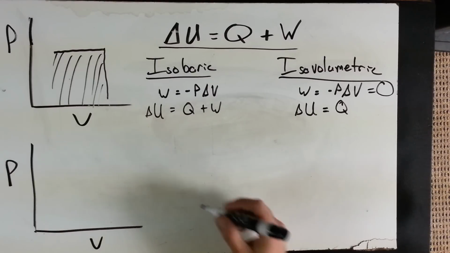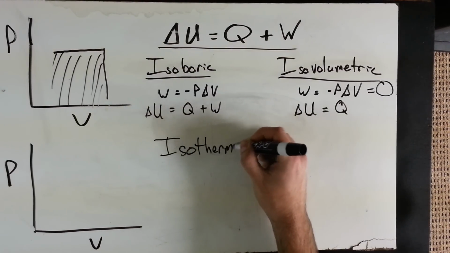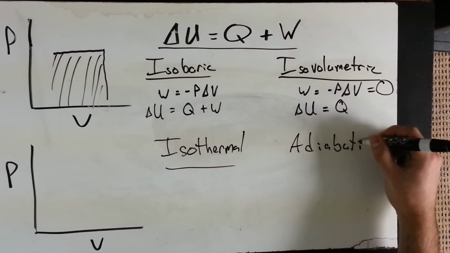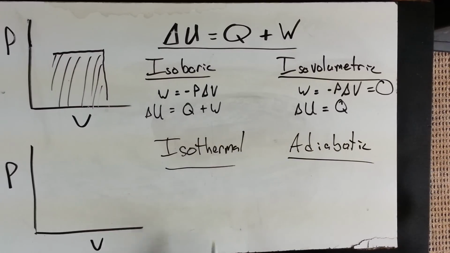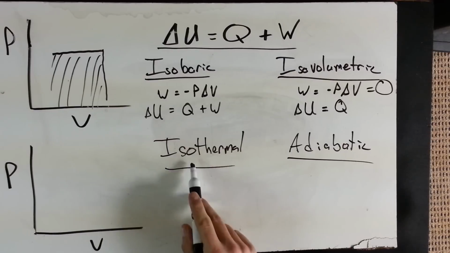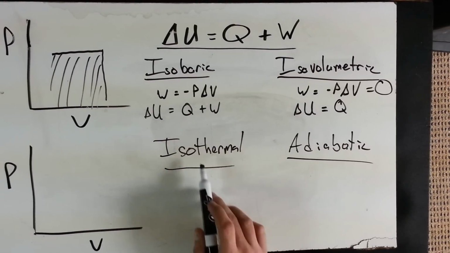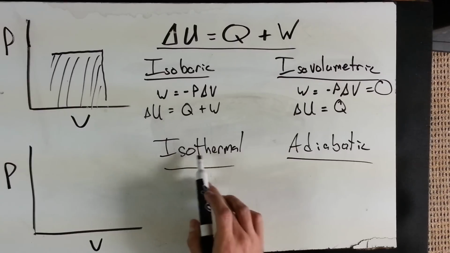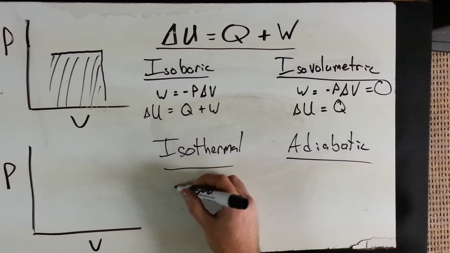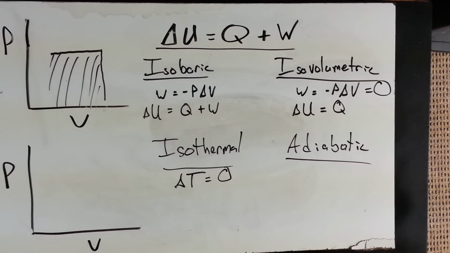The next two we're going to look at are isothermal and adiabatic. Okay, isothermal and adiabatic are two that people tend to get confused a lot. Isothermal means the temperature remains the same. A good way to remember that might be to look at this T here at the beginning of thermal and just imagine that that T stands for temperature. So if the temperature stays the same, that means there is no change in temperature. So we set that at 0.